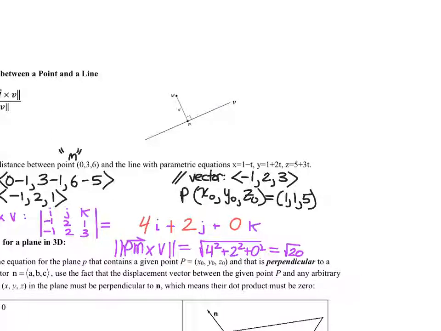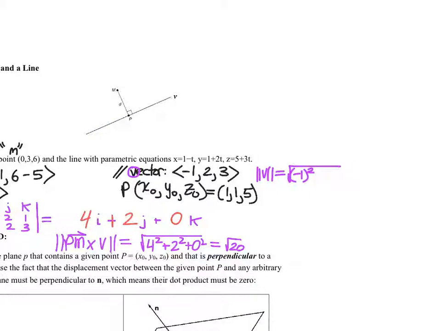We also need the magnitude of vector V. All right, so that's this guy here, vector V. So magnitude of V, -1 squared plus 2 squared plus 3 squared. I'll put it below. So the square root, we got 1 plus 4 plus 9. So it looks like the square root of 14.